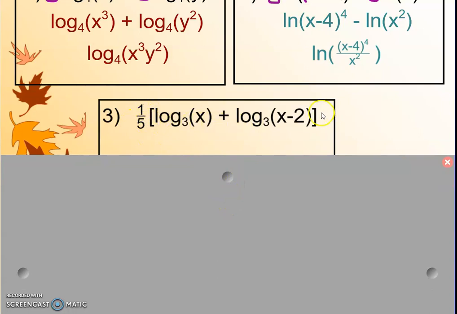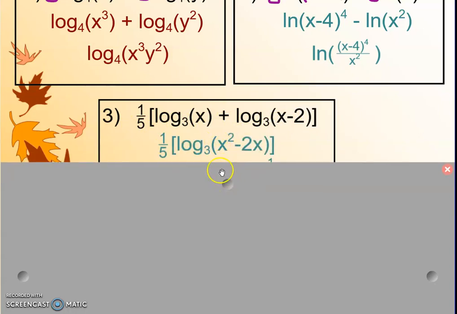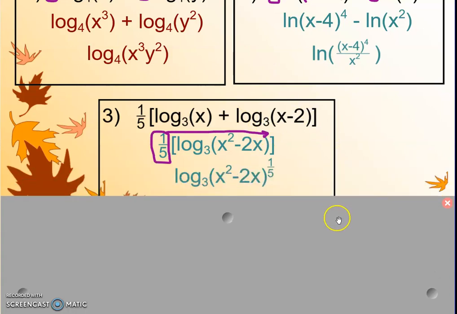1/5 times the quantity. Notice these brackets. I'm multiplying the entire thing. So if you want to follow the order of operations here, you can clean up what's inside the brackets. The product property means we're going to take this x times this x minus 2 and get x squared minus 2x. And now, if we're following the order of operations, we can take this 1/5 and bring it up here as the exponent. And we end up getting log base 3 of x squared minus 2x, all to the 1/5, or the 5th root.